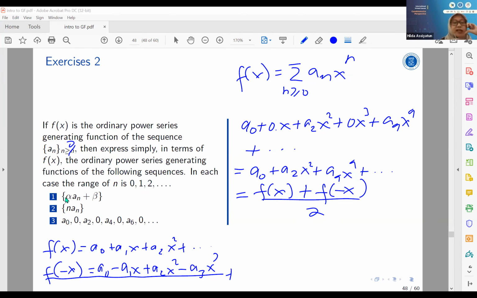Yeah, you can try the first and the second one. Look at how to express this in terms of f or other simple functions. Yeah, we know. Right. Okay.